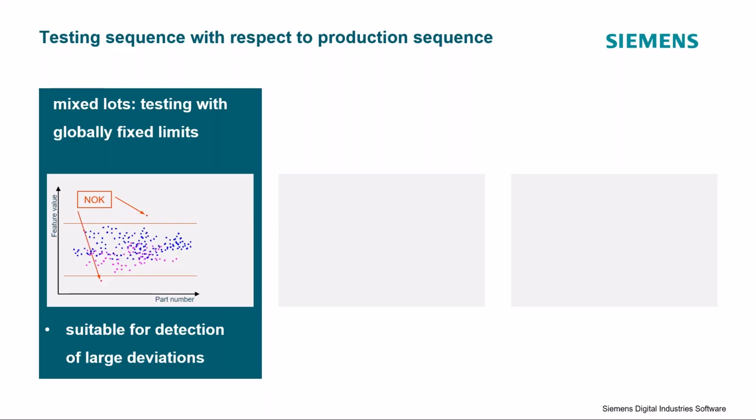And in this example, the parts come from two production lots. They are mixed and they are not labeled. In reality, all these data points are black. You cannot distinguish between the two production lots, and then you can only apply some tolerance limits and the outliers get sorted out. This is suitable for detection of large deviations.